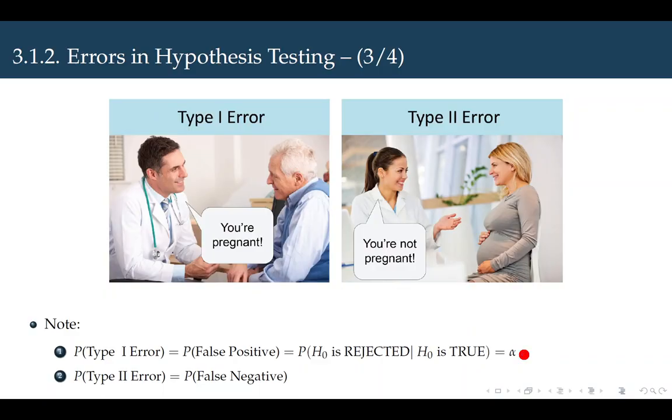Similarly, for the probability of type 2 error, which is the probability of false negative, we have the probability that H naught is not rejected, where H naught is actually false. So H naught states that there is no pregnancy. No pregnancy is false for this woman, but it is not rejected by the doctor. So here we are committing type 2 error, and the probability of committing this type 2 error is beta.